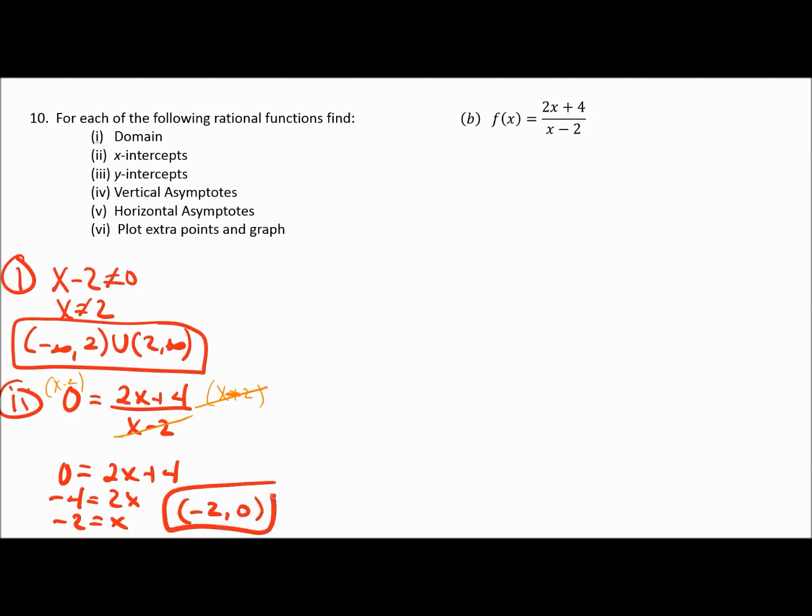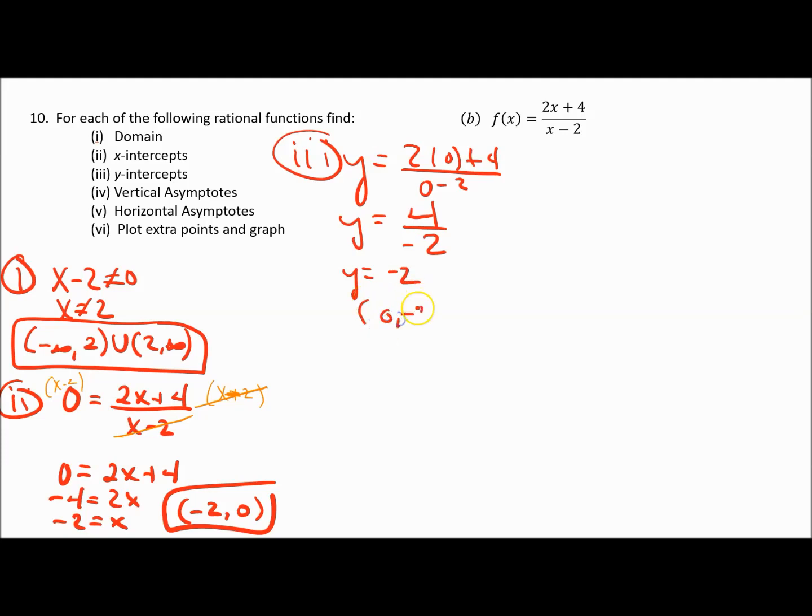Okay. Third thing we're asked to find is the y-intercept. That's when we substitute 0 in for our x value. We simplify 2 times 0 plus 4 is 4, divided by 0 minus 2 is negative 2, which gives us a result of negative 2. In point form will be 0, negative 2.